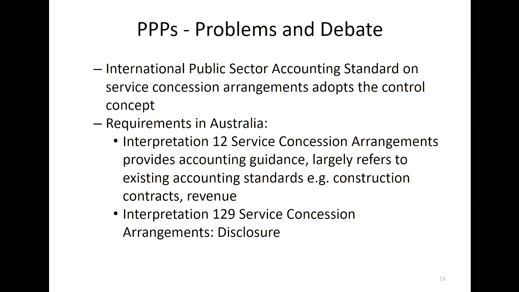So what is in Australia? Interpretation 12, service concession arrangements, provides some accounting guidance on the recognition and measurement of the arrangements, but this interpretation applies to private sector operators. It largely refers to the existing accounting standards, such as construction contracts and revenues, so as to be in line with existing requirements. The other one is Interpretation 125, service concession arrangements, which just focuses on the disclosure aspects.